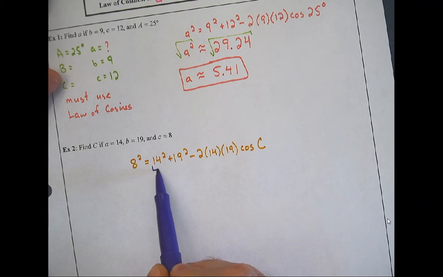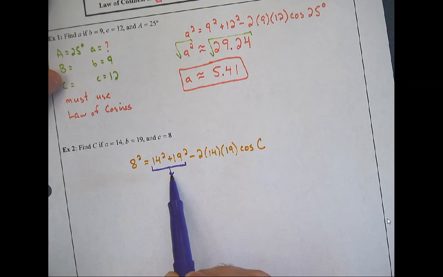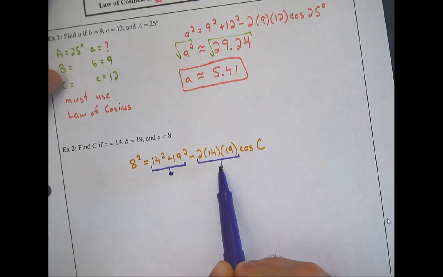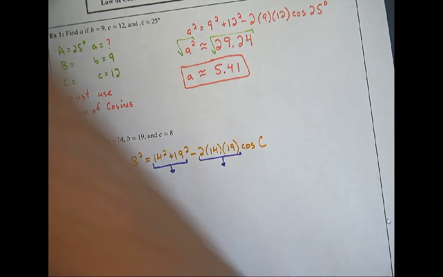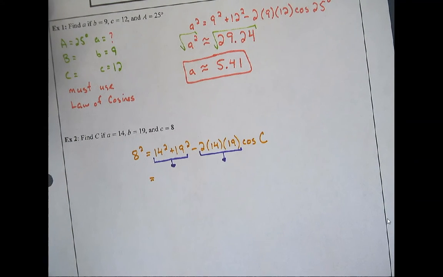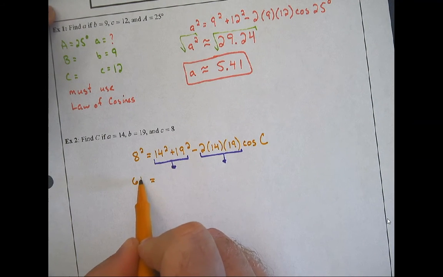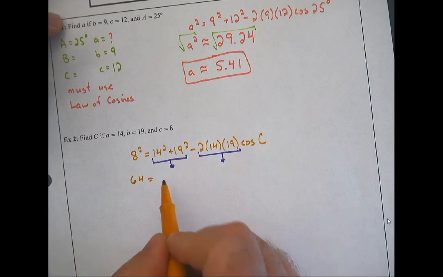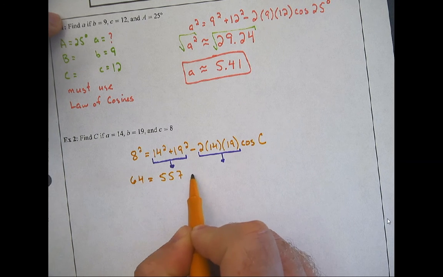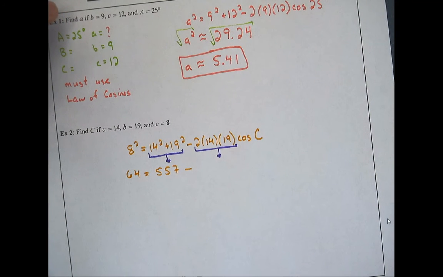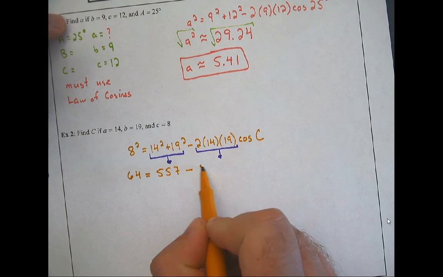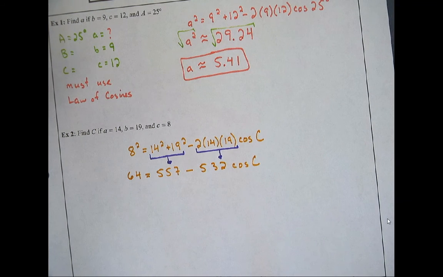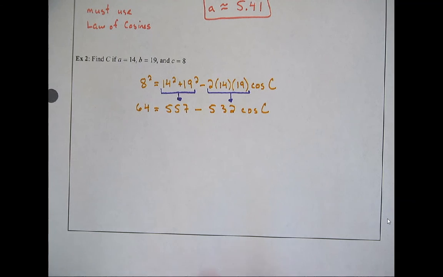So I'm going to start with this. I'm going to multiply those together. Then I'm going to take these, I'm going to clean up just this part. I'm going to multiply that together. So now we have, so 8 squared is 64. Then 14 squared plus 19 squared ends up being 557. Minus 2 times 14 times 19 ends up being 532 cosine of big C.